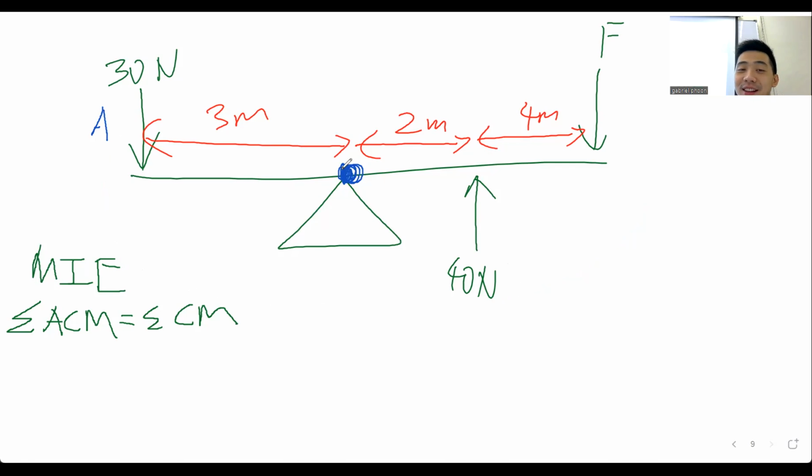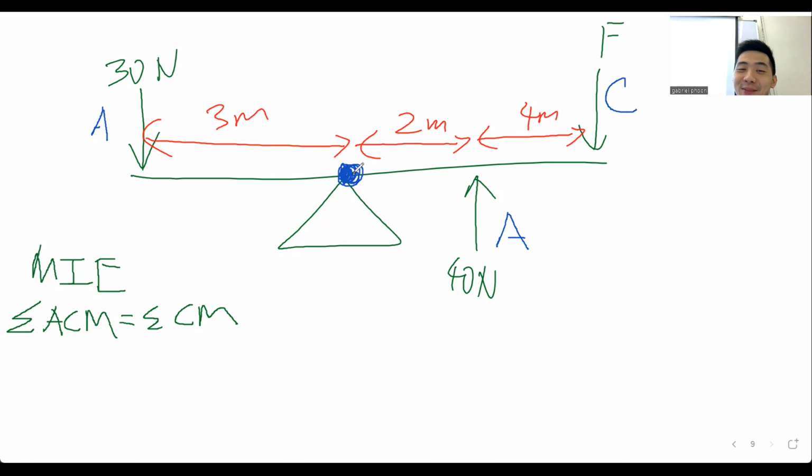Think about it, Shen. This is the pivoting point. If I have a force acting here, how would it spin? Yes, this will be anti-clockwise, right? Because it's going to spin like this, right? Then finally, this one here will obviously be anti-clockwise.